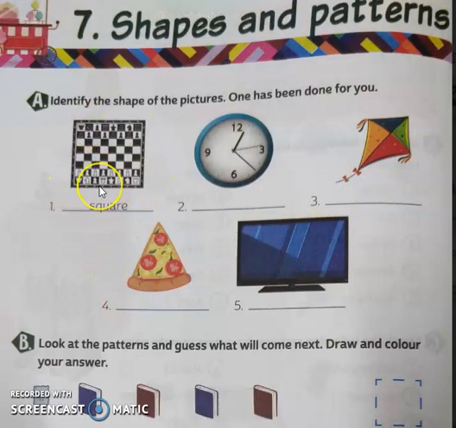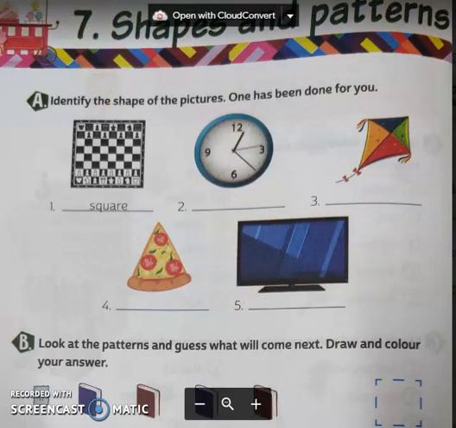First is a chessboard and it is the shape of a square. They have already given that. Second one is a picture of a clock and the shape is circle. Third one is the picture of kite and the geometrical shape is rhombus. Fourth one is a picture of pizza and the shape is triangle. Fifth one is a picture of a television and the shape is rectangle.